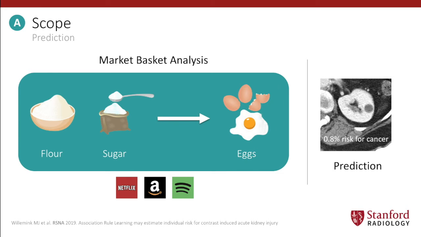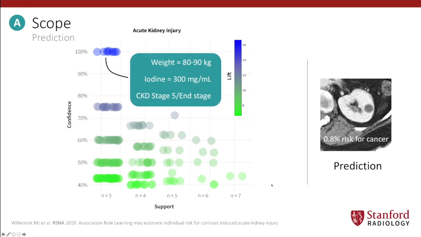So we developed an association rule learning algorithm in patients that got CT scans with iodine contrast. And we wanted to see if we could predict if patients got acute kidney injury. So with the association rule learning method, you get different rules, which means that all these dots here are different rules, and each rule has different parameters. For example, this is a rule with a 100% confidence that this patient will develop acute kidney injury, and only if patients have a weight between 80 and 90 kilogram, if the iodine is 300 milligrams per milliliter, the concentration, and if this patient had a CKD stage 5 or end-stage kidney disease.